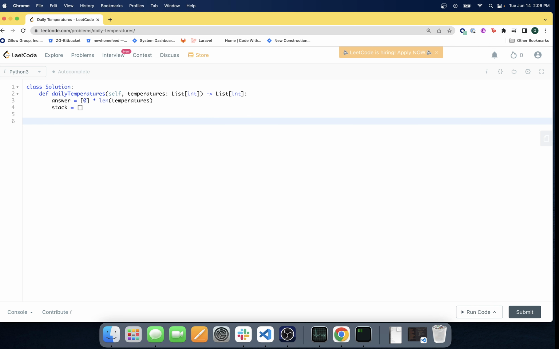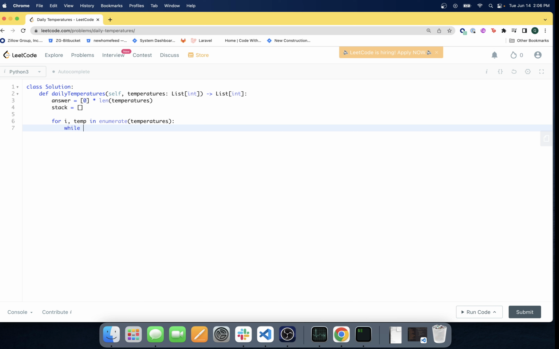So now we're going to loop over our temperatures array. So we're going to do for i, temp in enumerate. So enumerate's going to give us the indices as well as the temperatures. And then we're going to be seeing if we need to pop off of our stack.